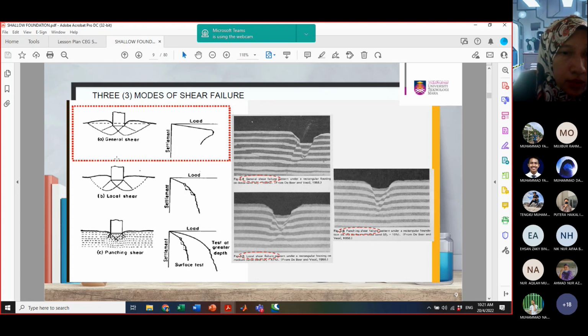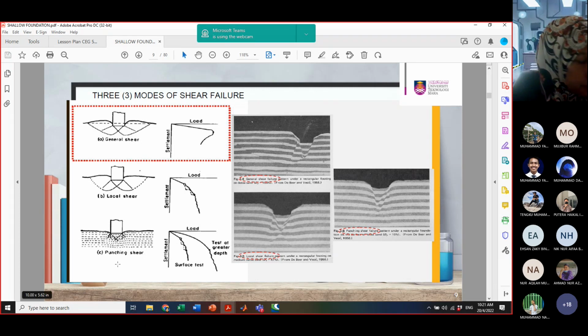So you can see from here that the tilting or bulging is very little compared to the general shear failure. And if you look at the comparison with the general shear failure on top, we can see that the bulging moves outward from the ground surface. However, from the local shear, we couldn't see it very clearly.